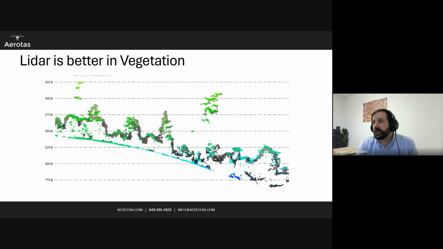LiDAR is very good at vegetation. This is what a LiDAR point cloud looks like, which is the false color one. The real color one is going to be photogrammetry. This is a profile view. As we get into LiDAR, I do a lot of profile views. But LiDAR is just better in vegetation.